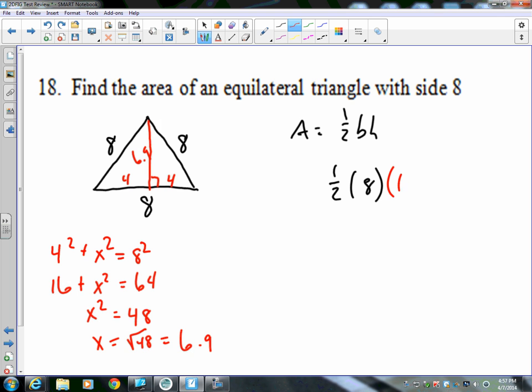So plug that in, 6.9. If you were to multiply these three numbers together, 1/2 times 8 times 6.9, we end up with 27.6. And that's our area.